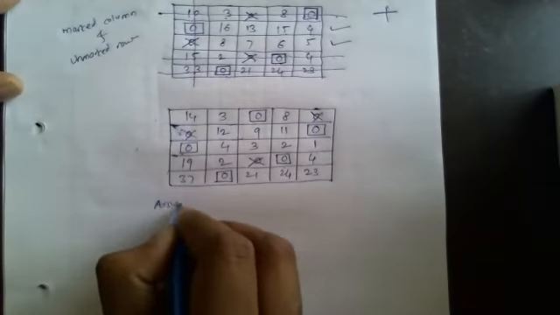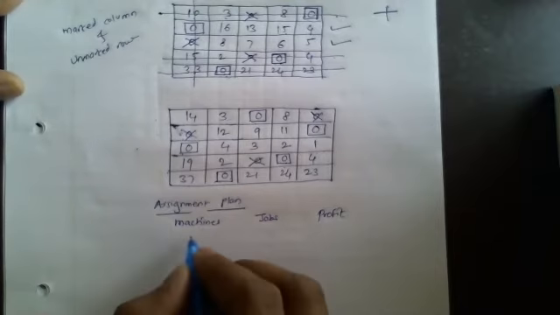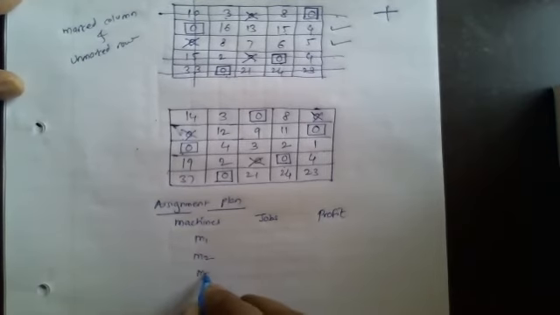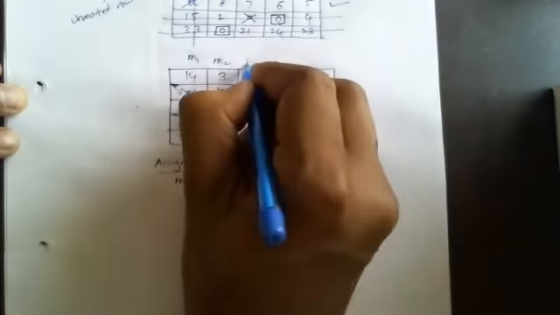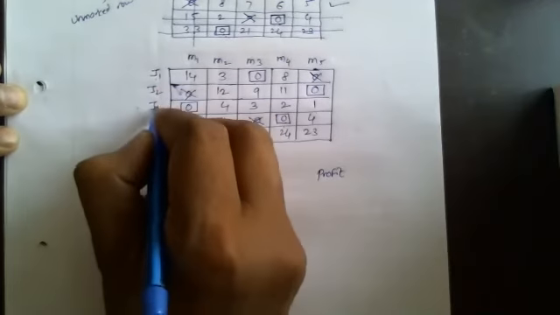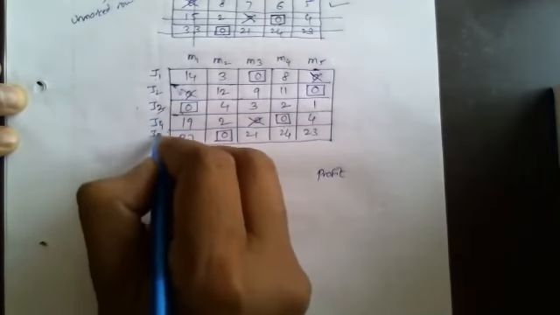So what we have to do, we have to prepare one assignment plan. What they have given, they have given machines, they have given jobs, and we have to maximize the profit. So there are 5 machines, M1, M2, M3, M4 and M5. Okay, now we have to do the assignments. So here I will write M1, M2, M3, M4, M5. These are nothing but J1, J2, J3, J4 and J5. These are the number of jobs.